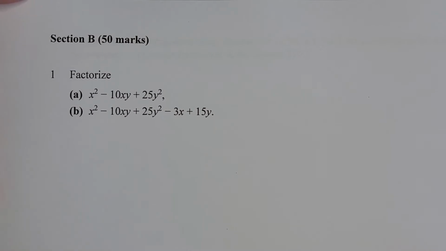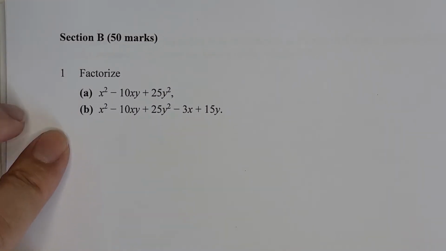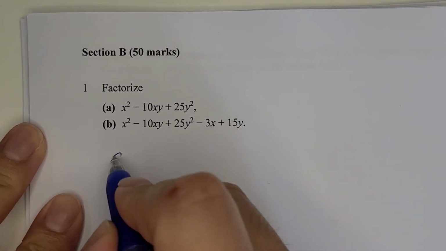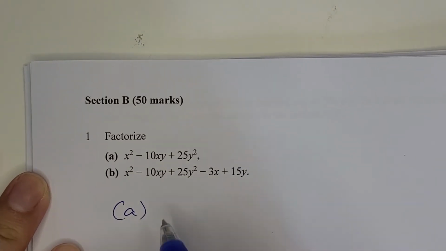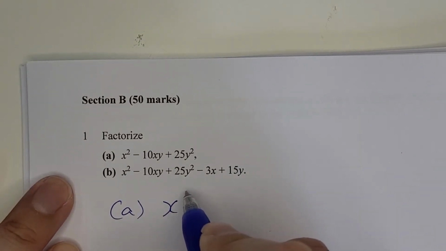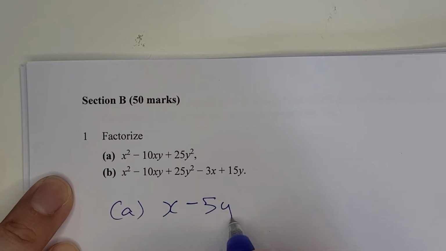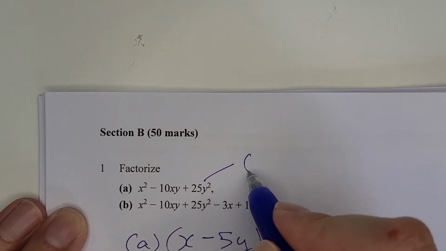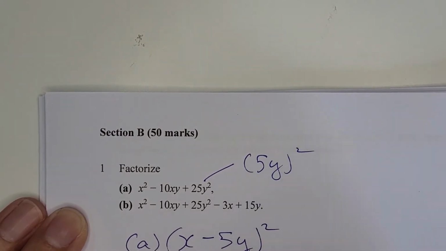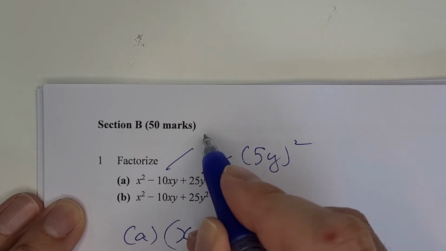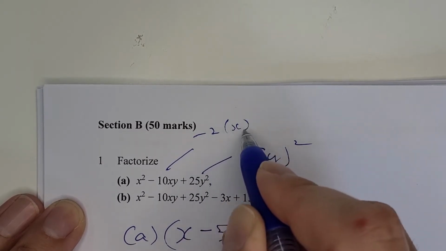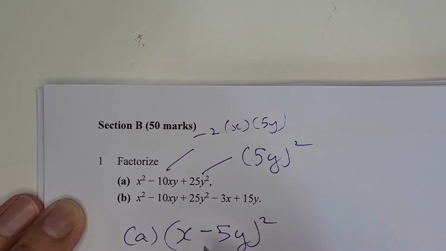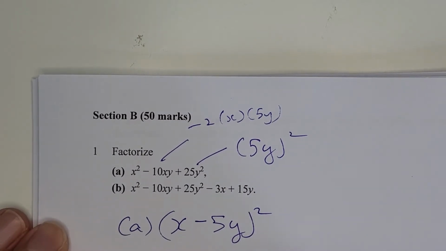Question 1, factorize these two expressions. Part A is quite straightforward actually. That is x minus 5y all squared. Why? Because 25y squared can be written as 5y all squared, and the negative 10xy is negative 2 times x times 5y actually. That is a very standard format of the perfect square.